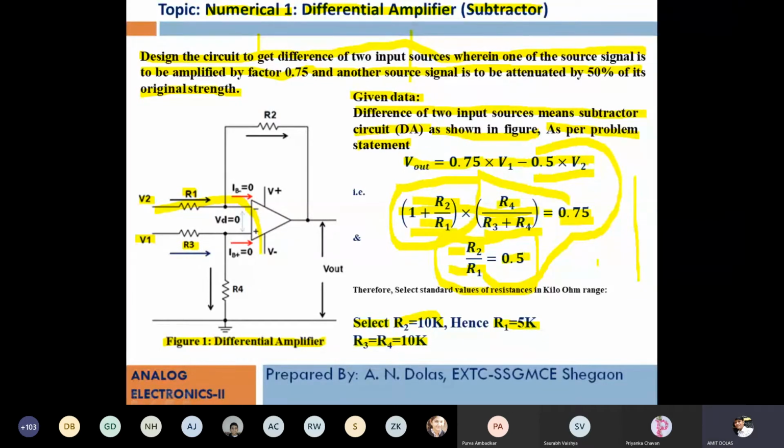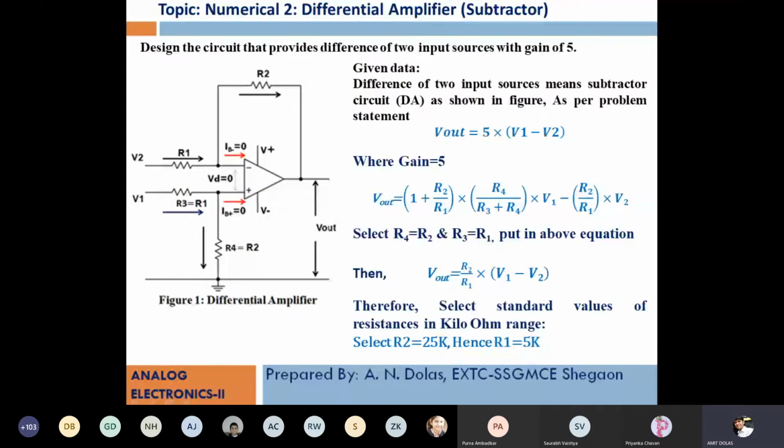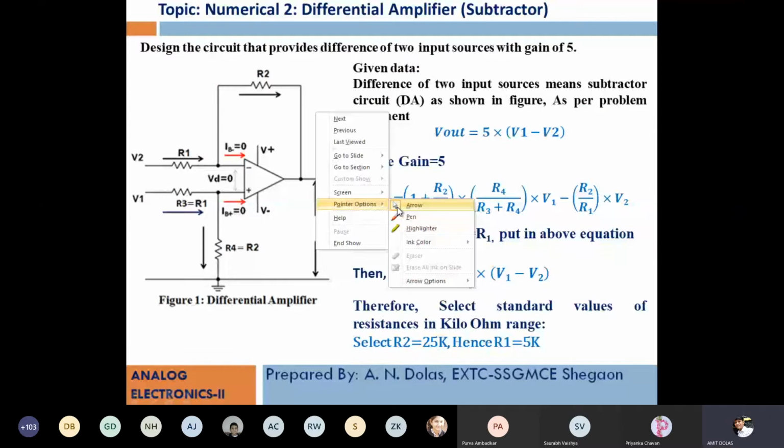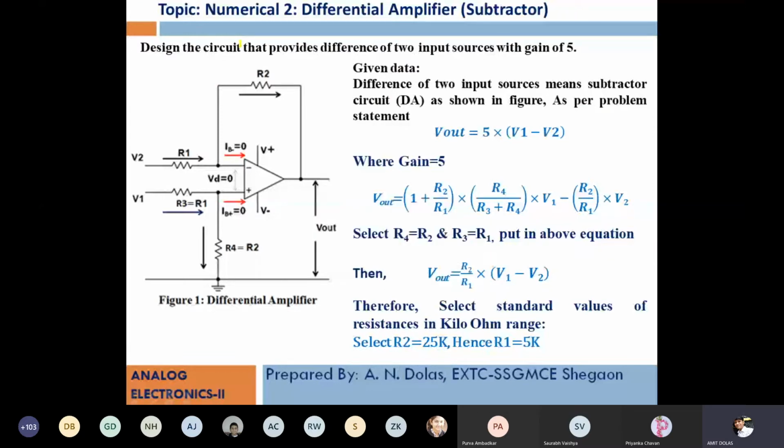So I will move to the next, numerical 2. Numerical 2 is also based on the differential amplifier. This is my practice: I teach one topic, and based on that I conduct 2-3 examples, and after completion of the unit we will see all the university exam papers based on unit number 2 and conduct those examples as well. In this also there are examples from a paper, but I don't exactly remember which paper it is taken from.